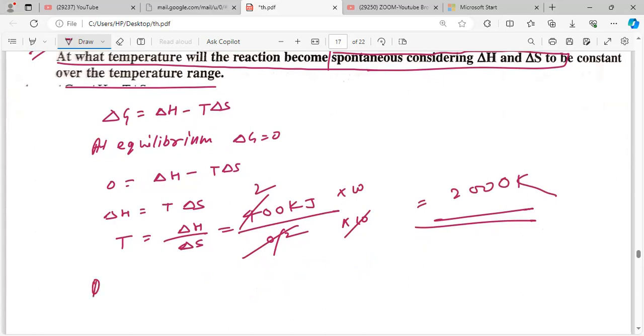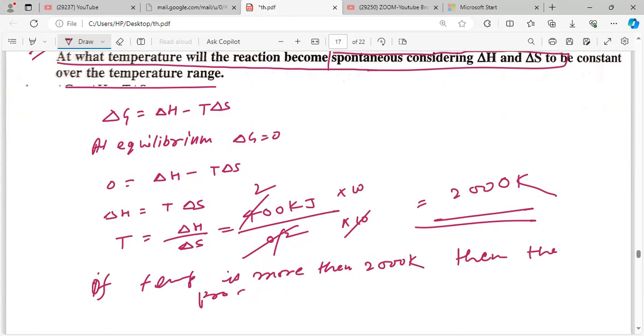So if temperature is increasing, if temperature is more than 2000 Kelvin, then the process is spontaneous. Yes. So let me write down, sir. I'll take only 1 minute. Okay.